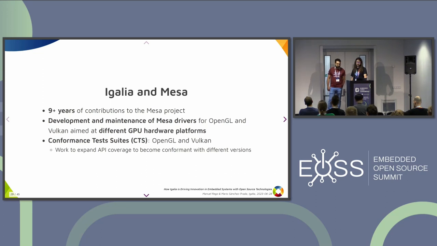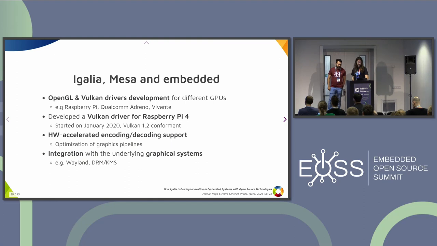We've been working on the development and maintenance of Mesa drivers for OpenGL and Vulkan, aimed at different graphics cards, different GPUs, as I said before. And we've also been doing work around conformance test suites. It's important that you have a driver that is not just correct, but also complete. So we always work on expanding the API coverage whenever needed.